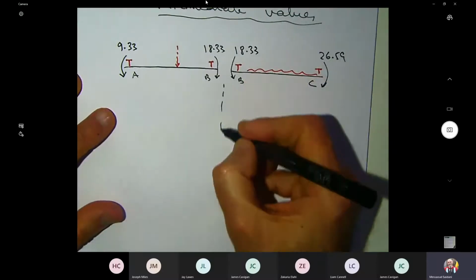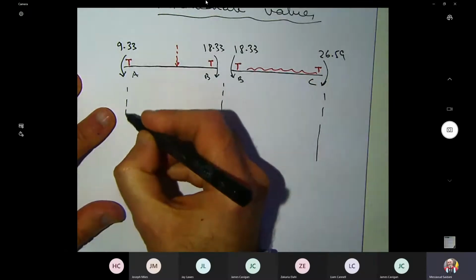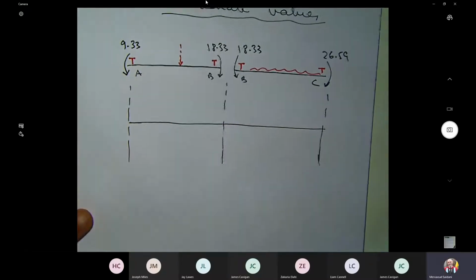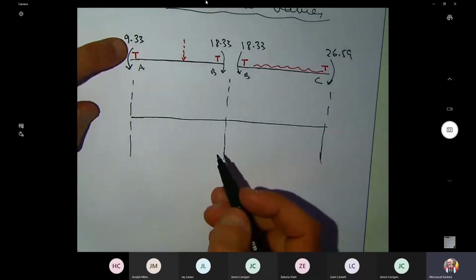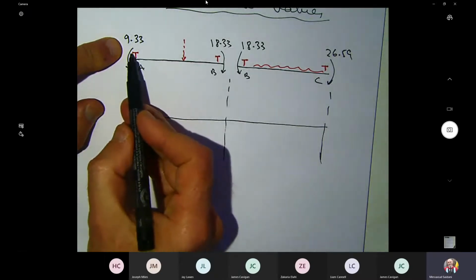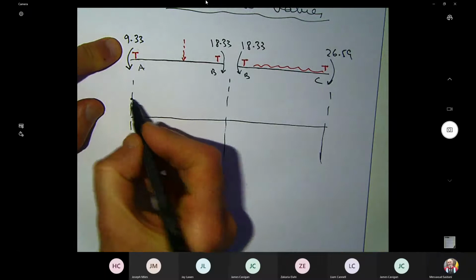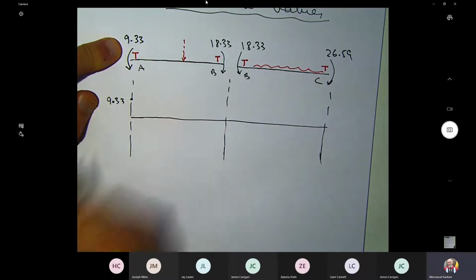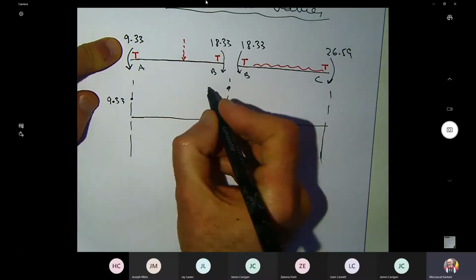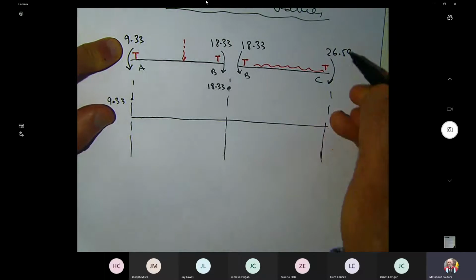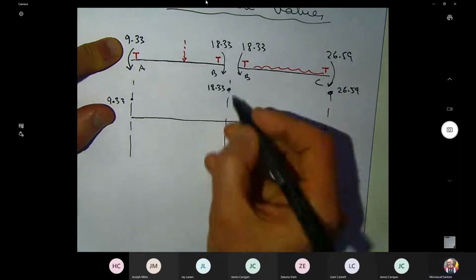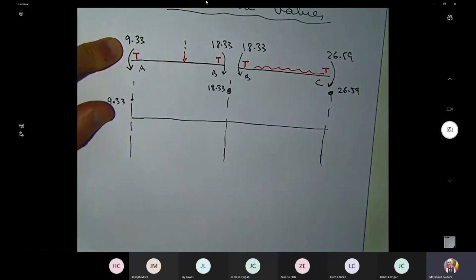So now I'm going to do this. Now please pay attention. We have 9.33 at the top. We have 18.33 at the top. And we have at the top 26.59. I'm sorry, my drawing is not to scale.